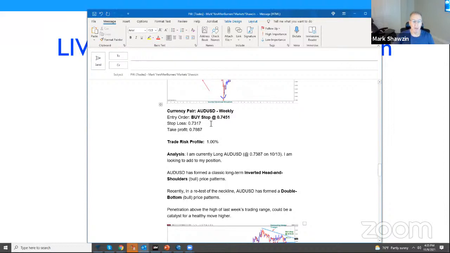And people usually say, well, I can't normally use that big a stop loss. I get wiped out. And yes, if you would use your current position size, you would get wiped out. But you can see I put a trade risk profile of 1% on this trade. And now I'm going to show you how to actually set up that trade using proper risk management.